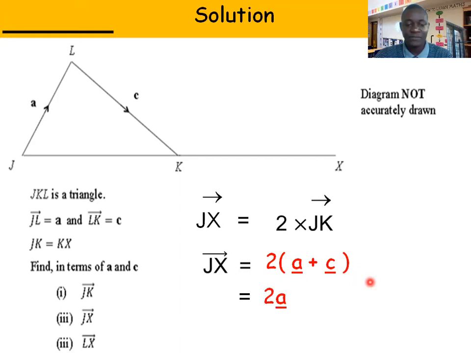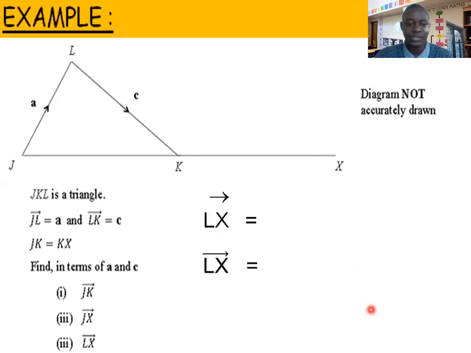Now, lastly, we have to find the vector Lx. Oh, sorry, this is an error. That's going to be 2A plus C. All right, that's the same thing as 2A plus 2C. Now, the vector Lx, that's from here, L down to X, right there. That is the vector we are asked to find.